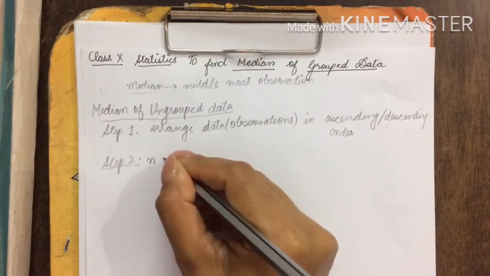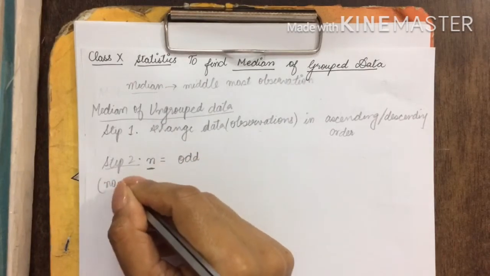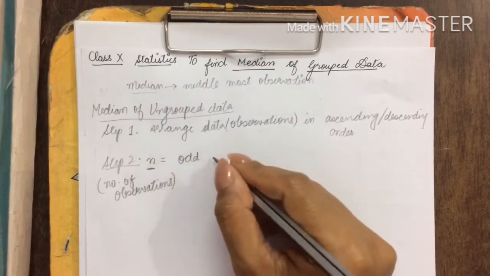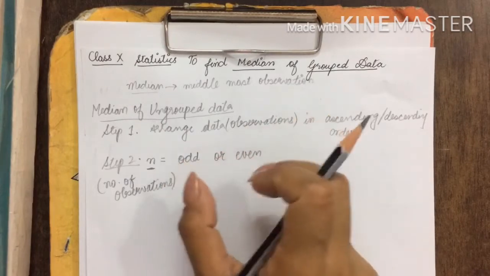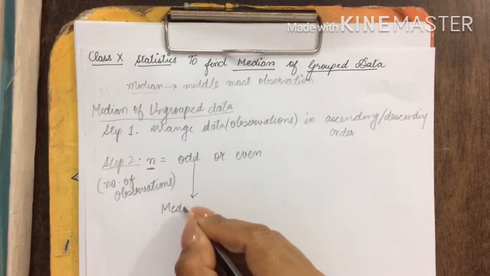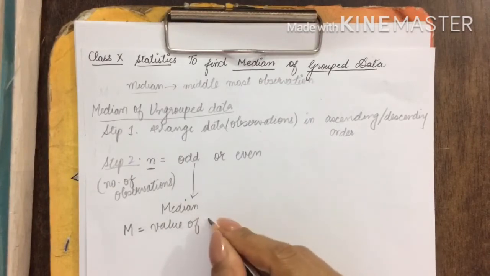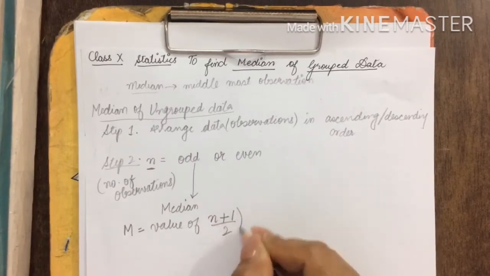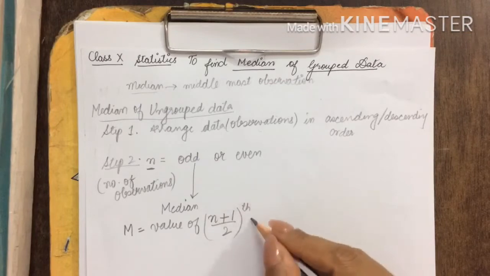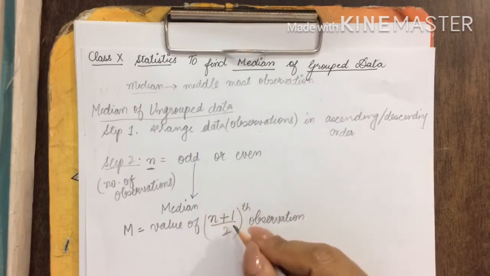So in the second step, I would see whether my n is odd. N represents the number of observations. How many values are there in the list? So if the number of observations is odd or even, that will change the way I calculate the median. If n is odd, then the median, represented by M, will be given by the value of the (n plus 1) by 2th observation. This is an ordinal number, so I need the value at this place. Whichever value lies at this particular place will tell me what the median is.